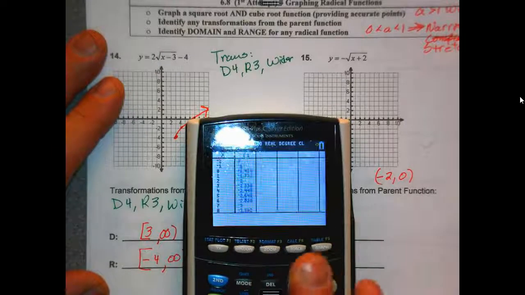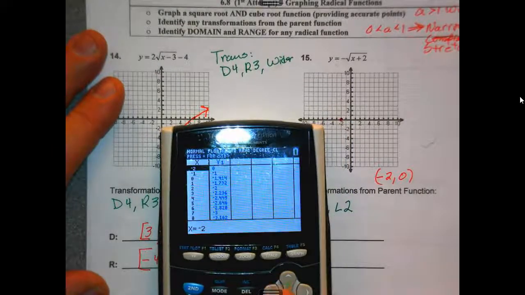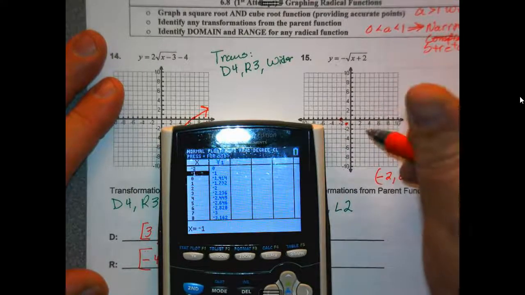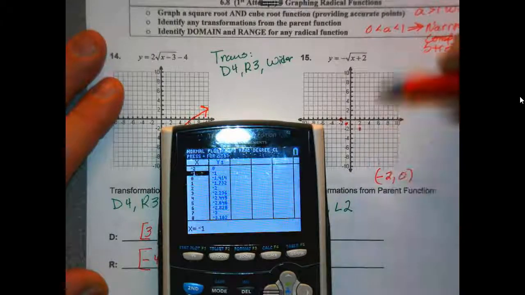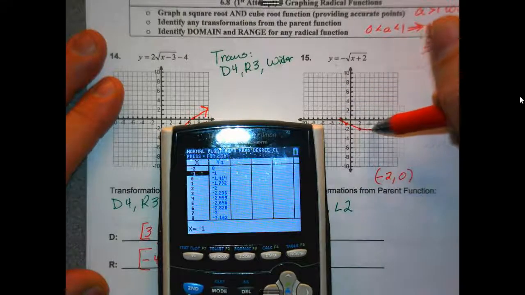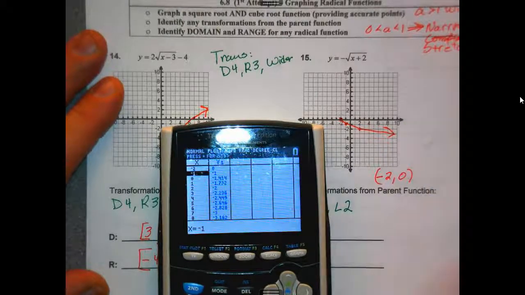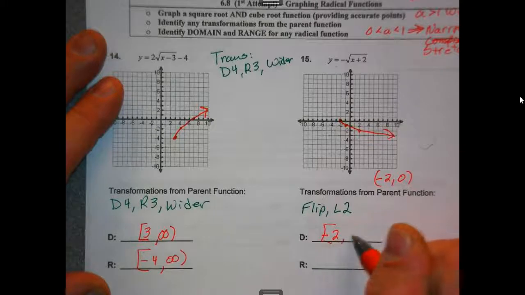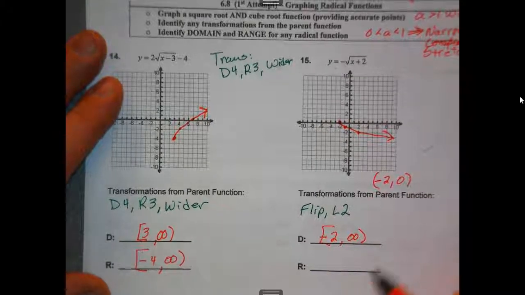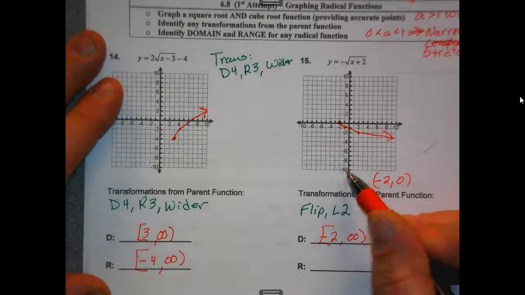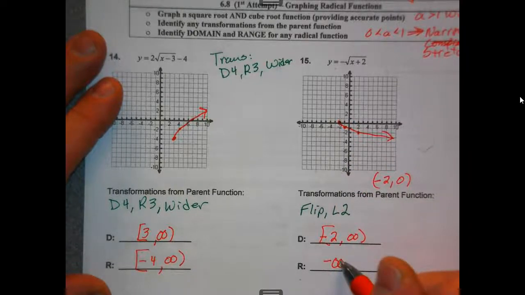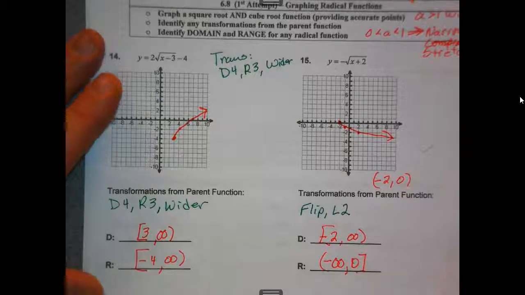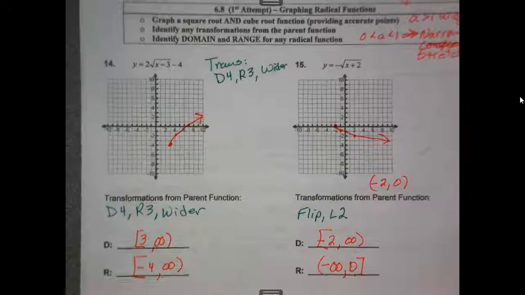Second graph, negative 2, 0 is our HK. Negative 1, negative 1, 2, negative 2. So here's our graph. Domain is going to be our h, positive infinity. Our range, negative infinity goes first, and our k is 0. Questions, comments, concerns?